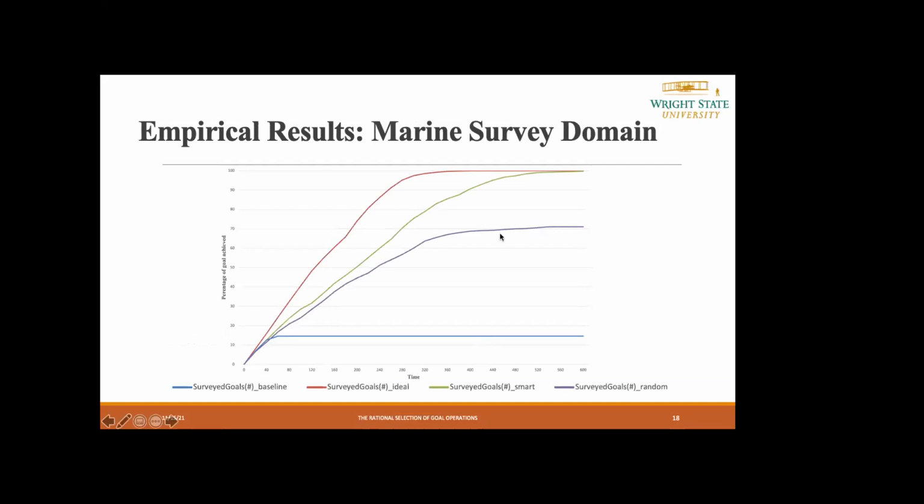The purple, the random agent, it might make some stupid decisions in terms of choosing goal operations. So it kind of flatlines at 70% of the goals. Our green, which is the smart agent, eventually, although it takes some time, reaches the performance of the ideal agent.